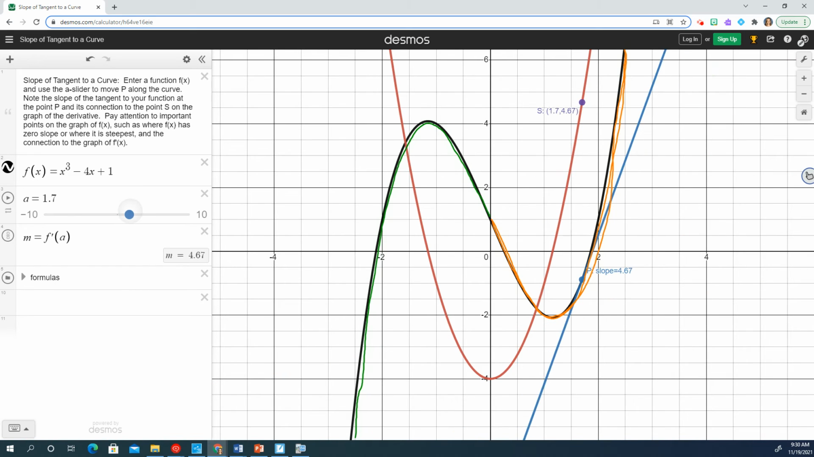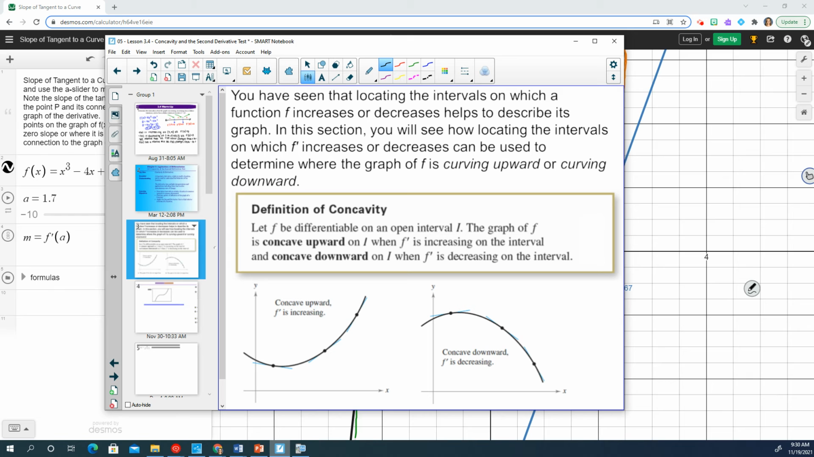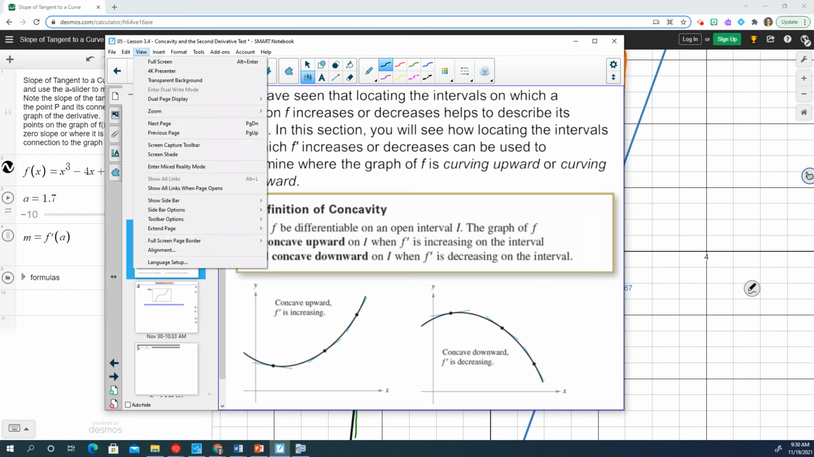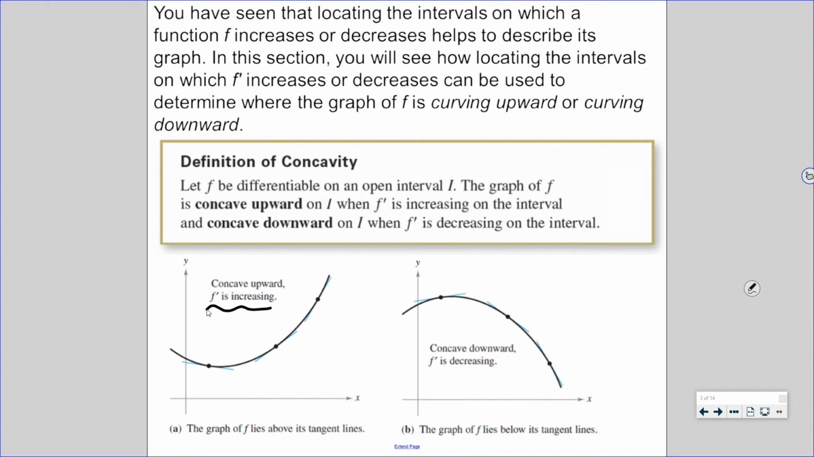So are my slopes getting bigger or smaller? Bigger, right? My slopes are increasing. And since this is showing you the graph of the derivative, you can see right here that my function changes to increasing. Okay, so that's what concavity tells us about our graph. That's what this part is basically saying. When your derivative is increasing, when your slopes are increasing, we have concave up. When your slopes are decreasing, getting smaller, really negative, it's concave down.